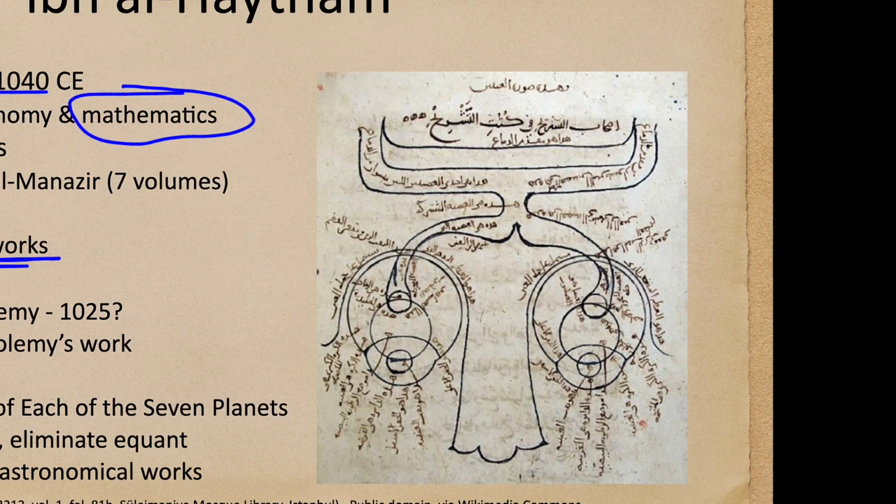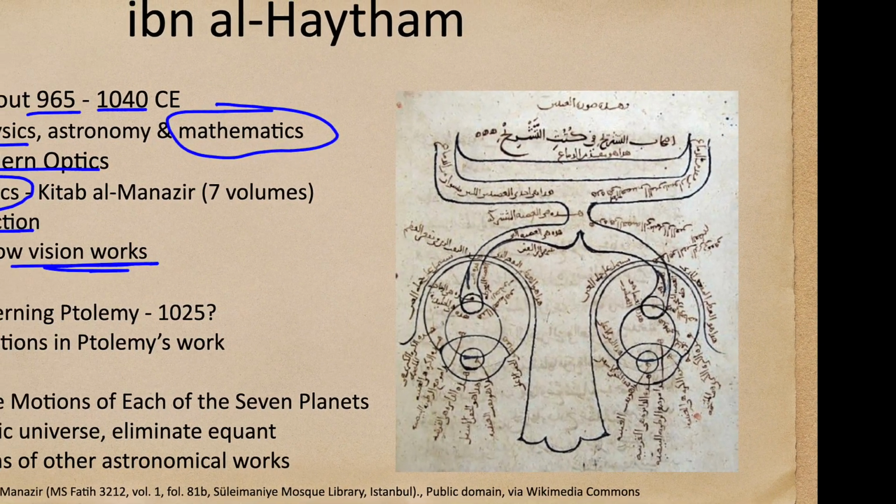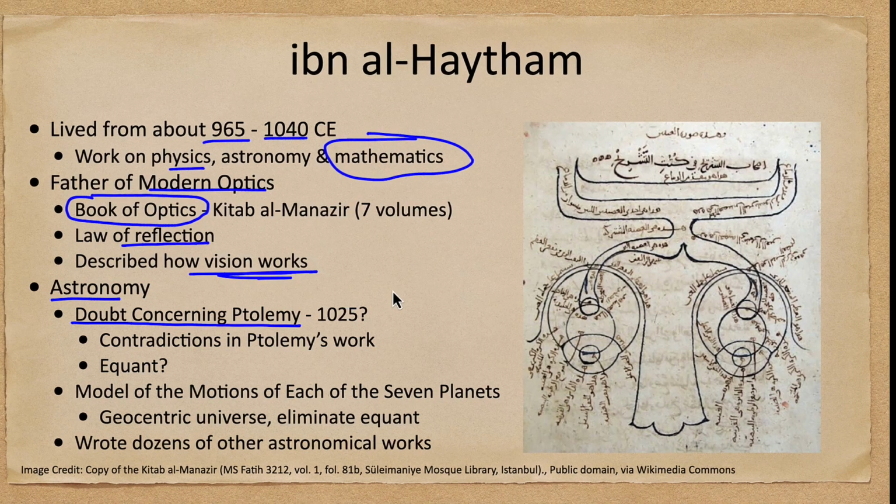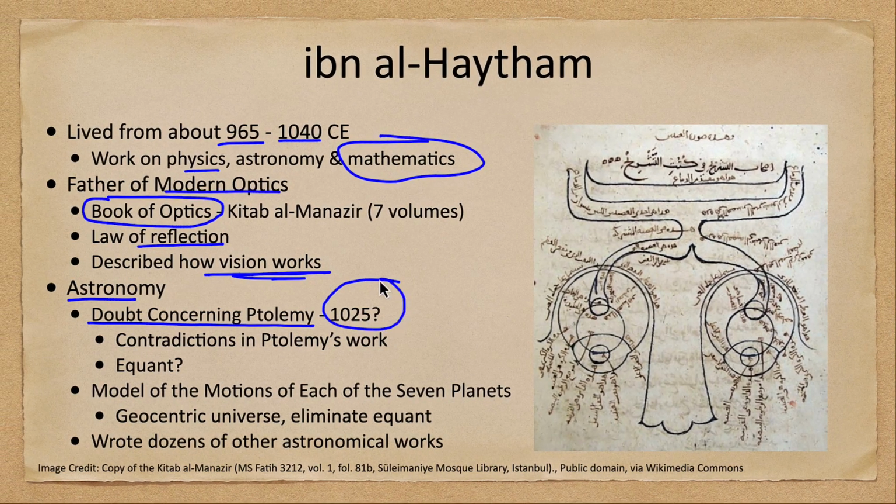Now, in terms of astronomy, he is best known for his Doubts Concerning Ptolemy, published around the year 1025, and he looked for contradictions in Ptolemy's work. And there was something that bothered a lot of people about Ptolemy's work, and one of the primary things was what was known as the equant.